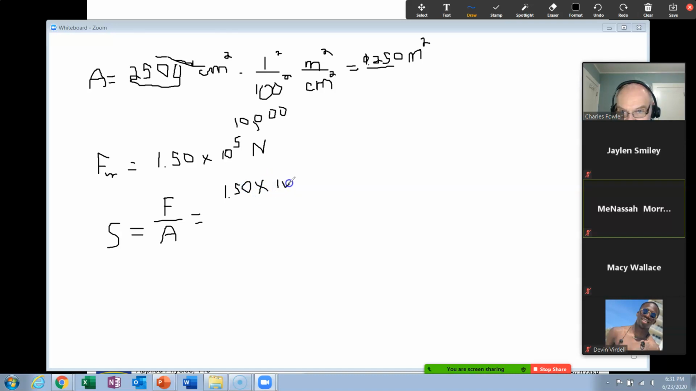I think I just as soon have written 150,000, but that's okay. 10 to the 5th newtons divided by the area, which we found to be 0.250 square meters.